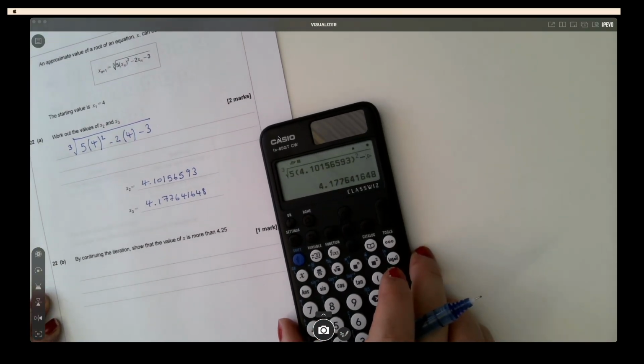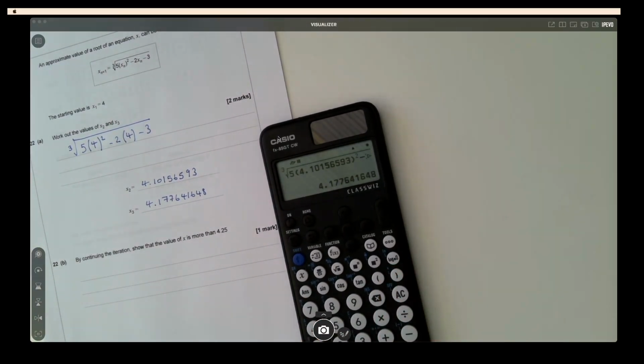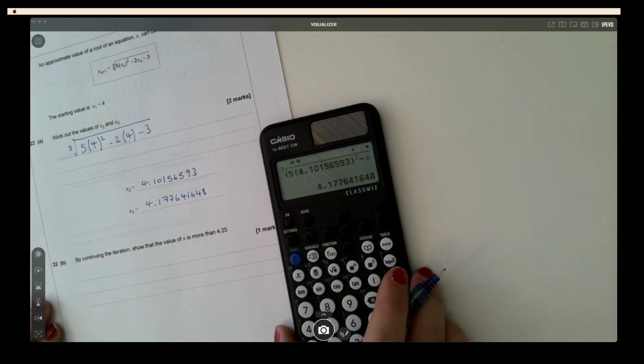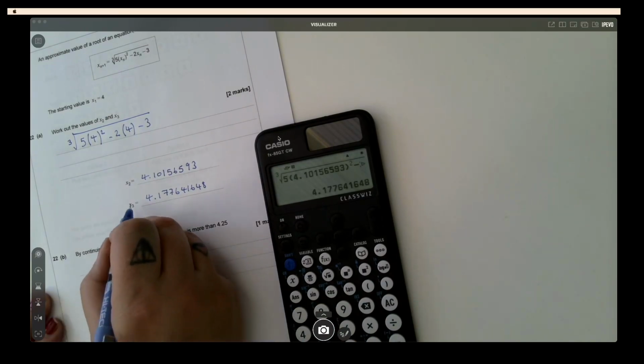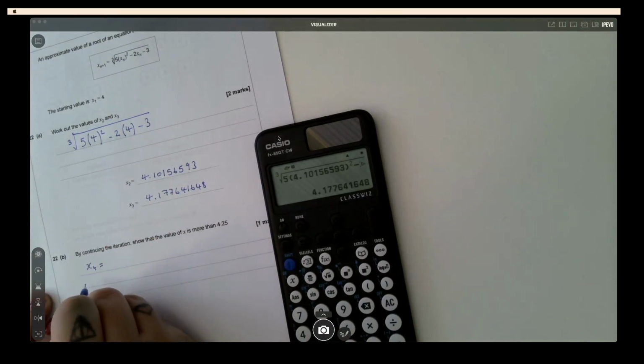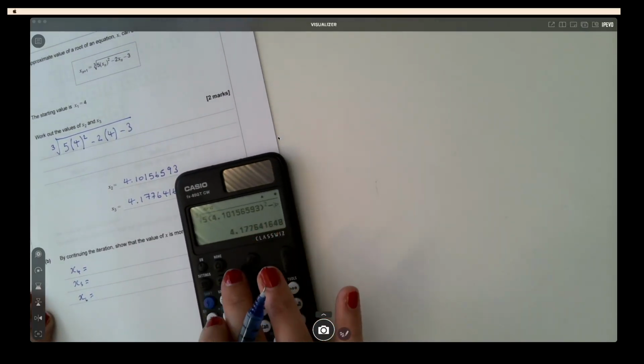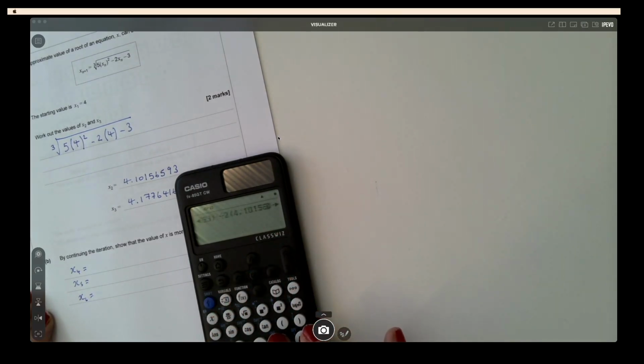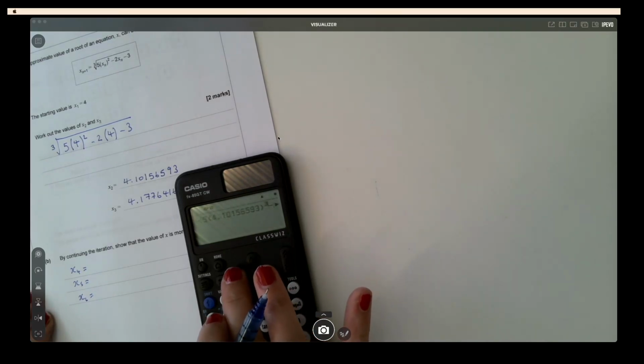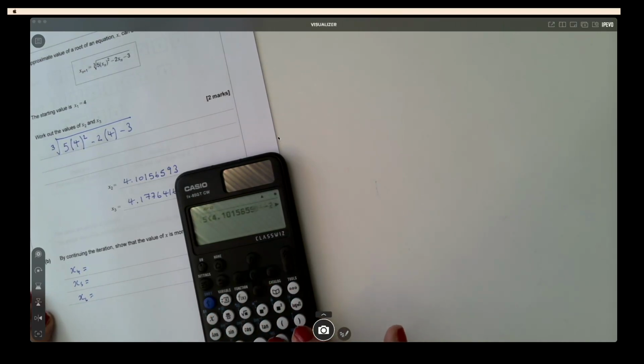Part b, by continuing the iteration, show that the value of x is more than 4.25. To continue it, we're going to find x4, x5, x6. Let's see what they give us. To make our life easier, with this answer that's stored, we go back, delete the previous value that we put in, and press the answer button, so it'll use the last answer we generated and we don't have to keep typing those values in.